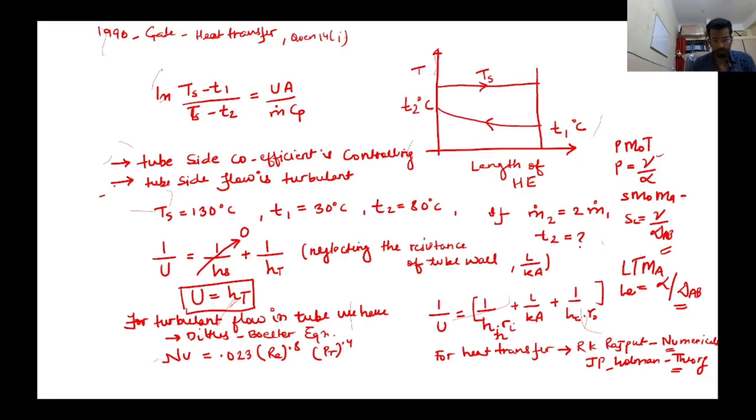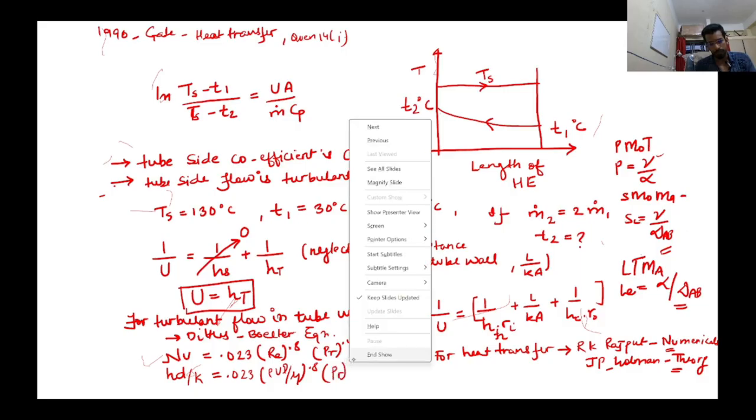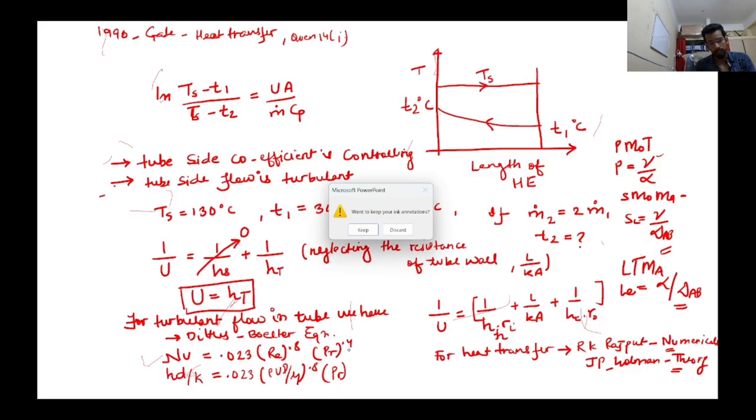So coming back to the question. Nusselt number is equal to, what is Nusselt number? hD by K is equal to 0.023 times Reynolds number, which is rho V d upon mu, to the power 0.8, and Prandtl number. Okay, so I will write it like this because it will automatically cancel out.